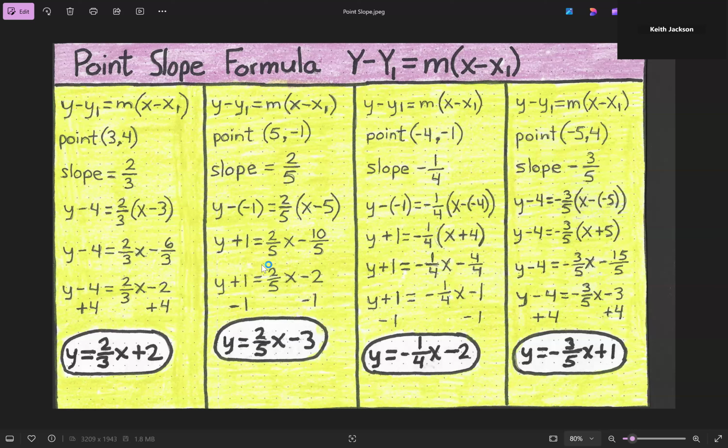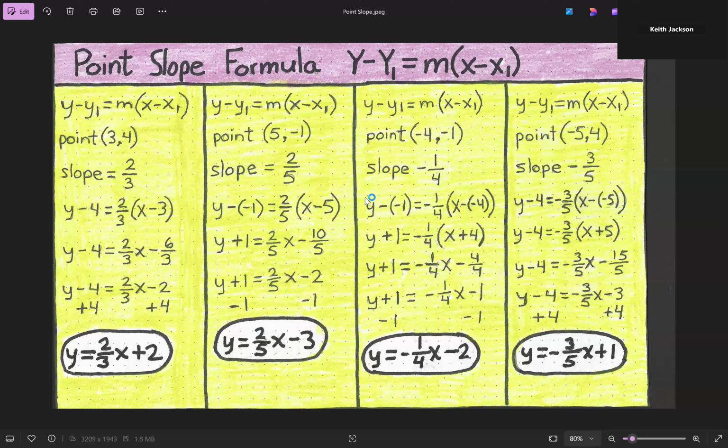Here's what happens in our final step. Now we have y plus 1 is equal to 2/5 x minus 2. We're going to subtract 1 from both sides in this case, because we want to get y all by itself. When we do that, we find ourselves with our final outcome of y is equal to 2/5 x minus 3.